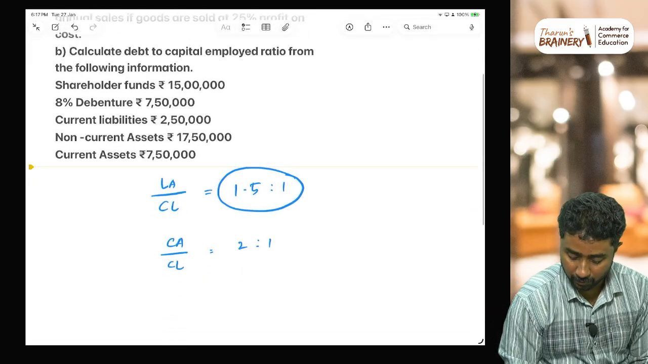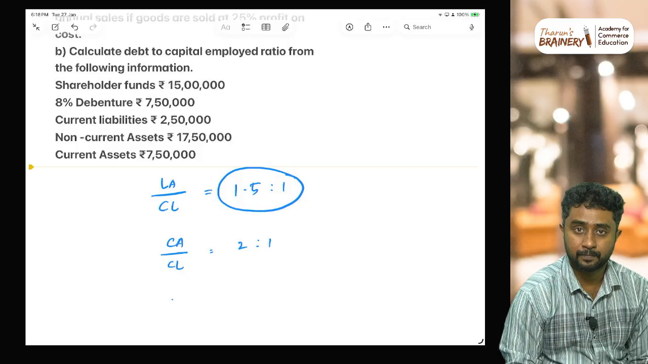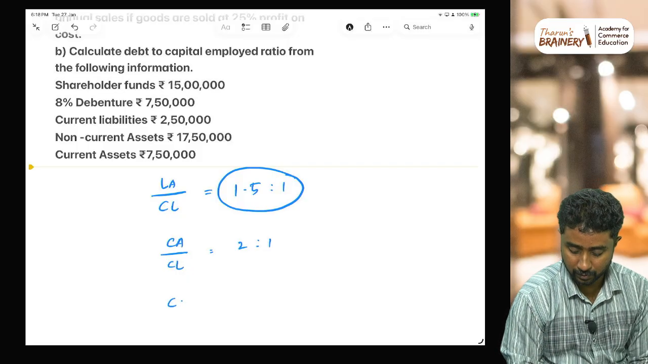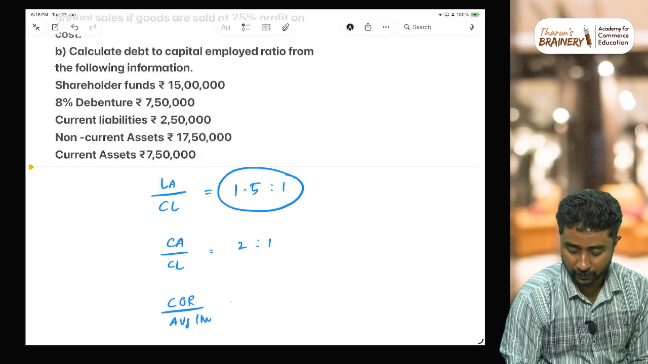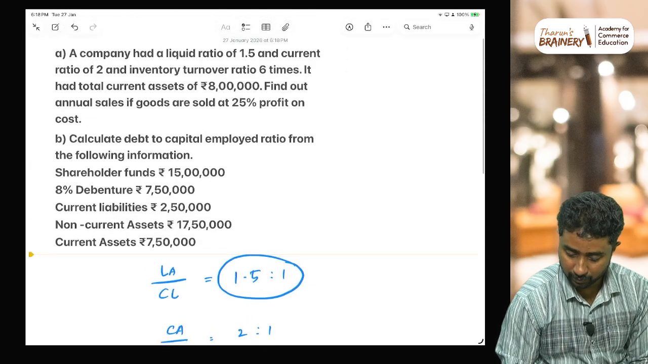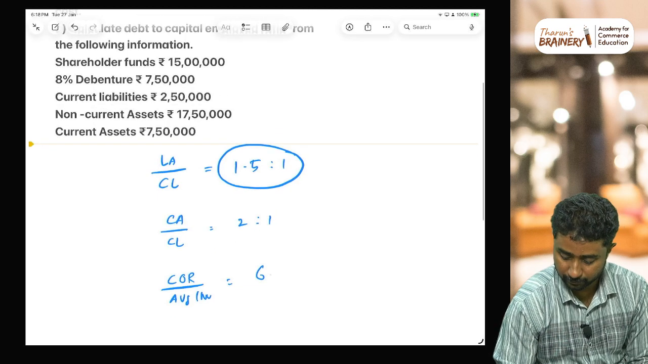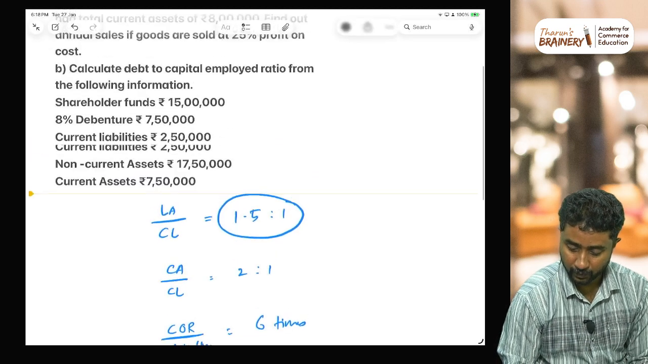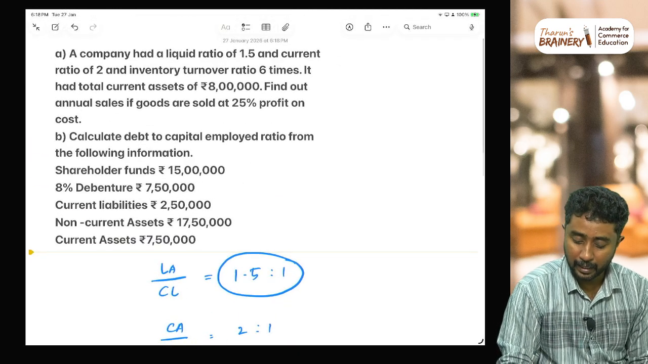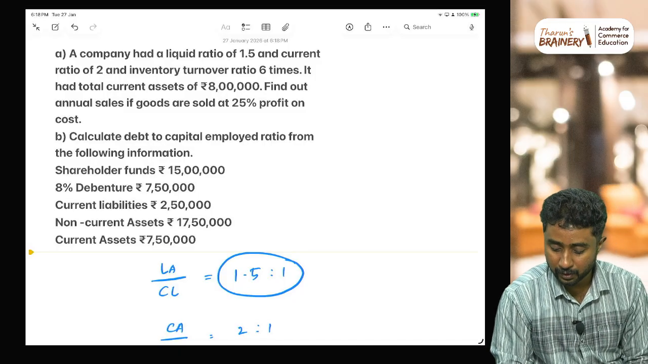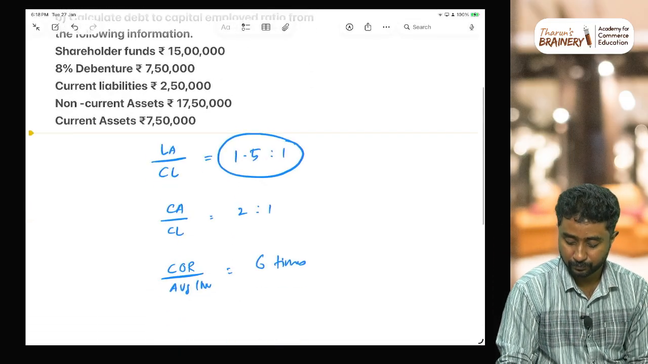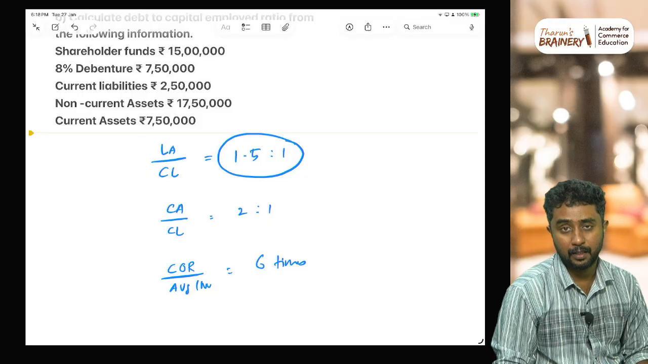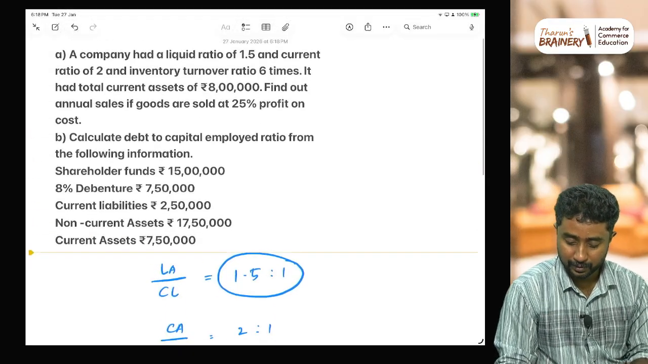Inventory turnover ratio formula is what? Cost of revenue from operations divided by average inventory. Answer is already given, 6 times. They are saying find out annual sales if goods are sold at 25% profit on cost. This is the detail that is given here. So let us see how to solve it.